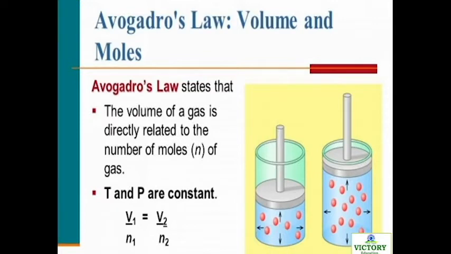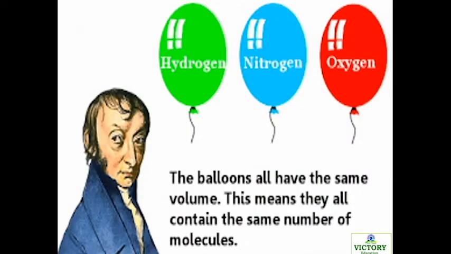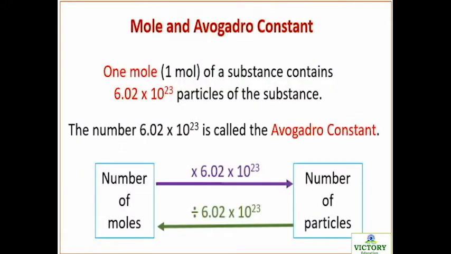Before going into that, let's see what his law states. Avogadro's law says the volume of a gas is directly related to the number of moles of the gas, where temperature and pressure are constant, which means that volume divided by number of moles is always a constant. I didn't get it the first time either. If we have three balloons of the same volume, for example filled with nitrogen, hydrogen and oxygen, then all of them are going to have the same number of molecules. That's what Avogadro states.